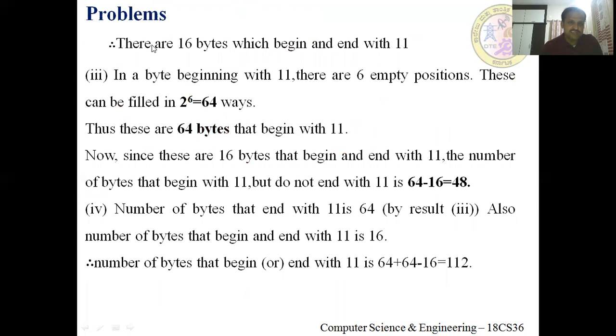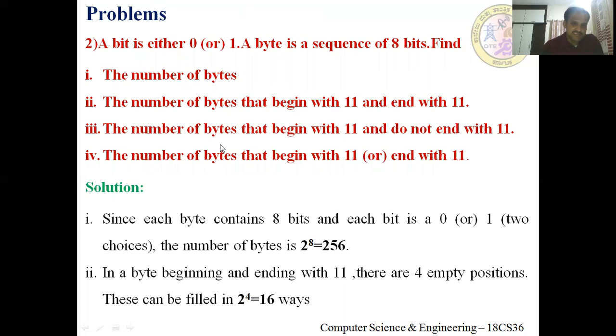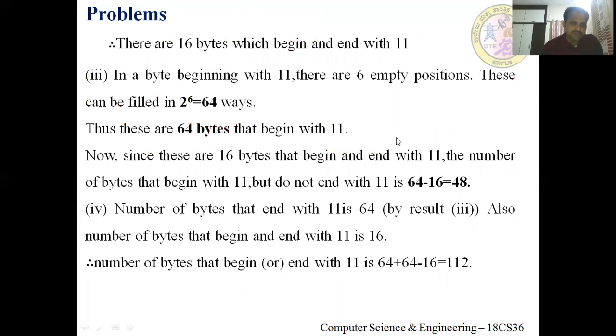Therefore, there are 16 bytes which begin and end with 11. Then the next sub question is the number of bytes that begin with 11 and do not end with 11. See, in a byte beginning with 11, there are 6 empty positions. Since we have 8 locations, out of that, the first 2 bits are fixed, that is beginning with 11. The remaining 6 empty positions can be filled in.